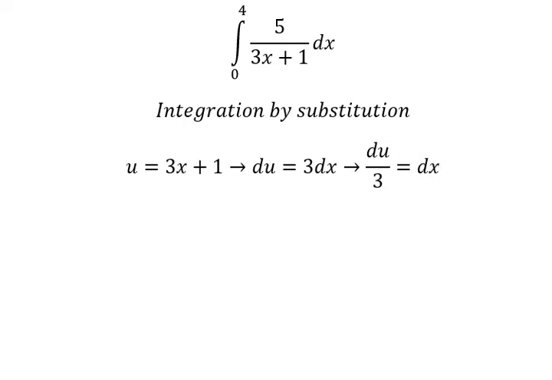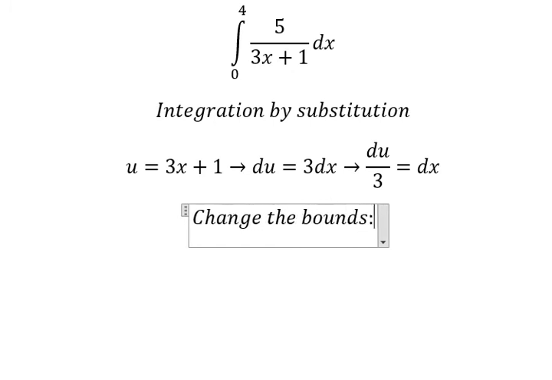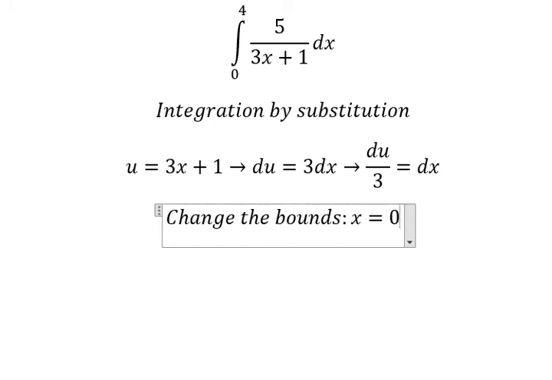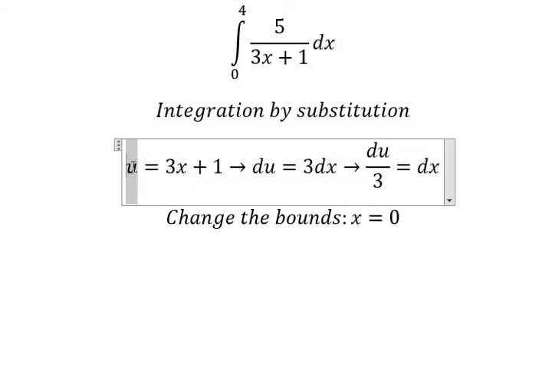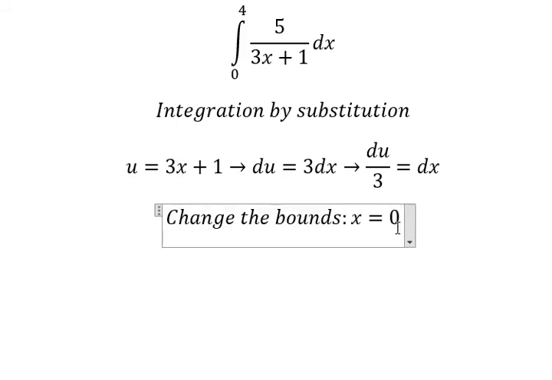Next, we need to change the bounds. When x equals number 0, that's it from here. So I will put number 0 in here to find the value of u. So u equals number 3 multiplied by number 0 plus 1. We have number 1.